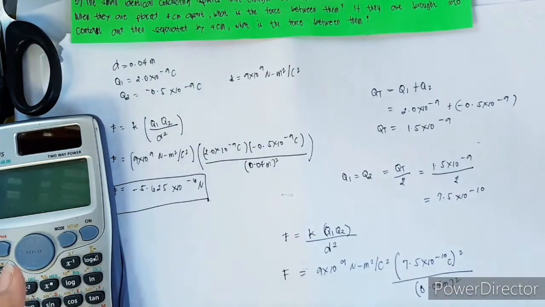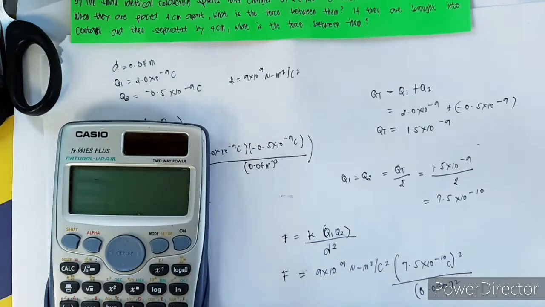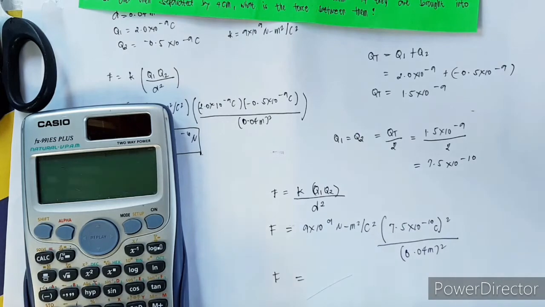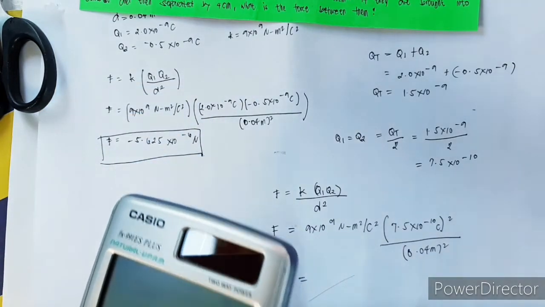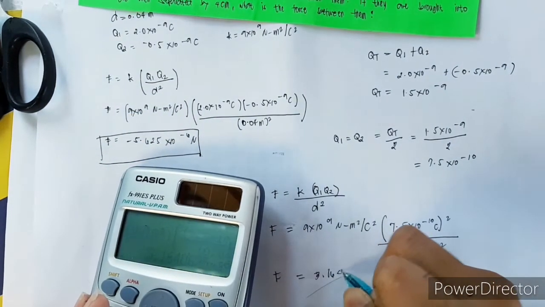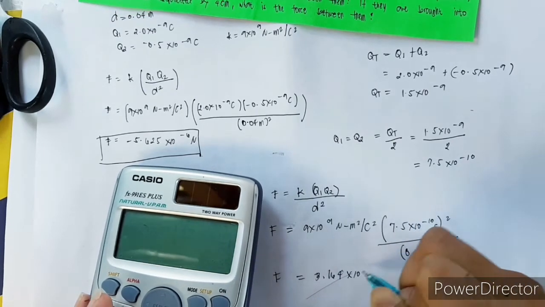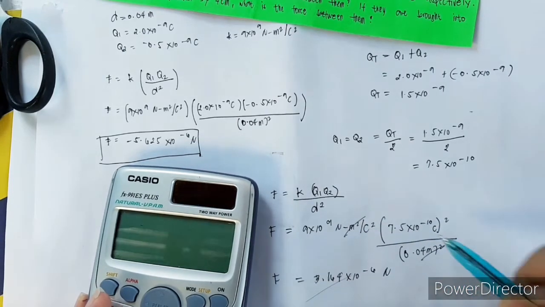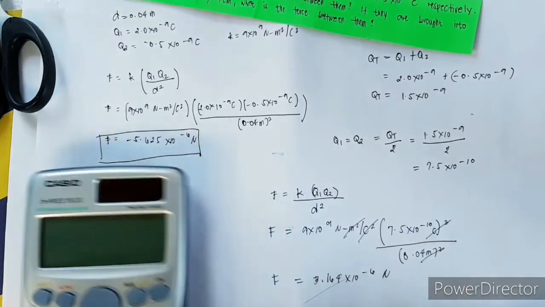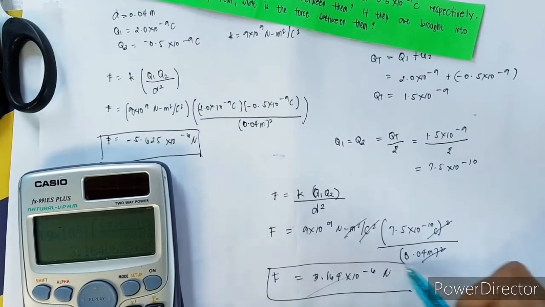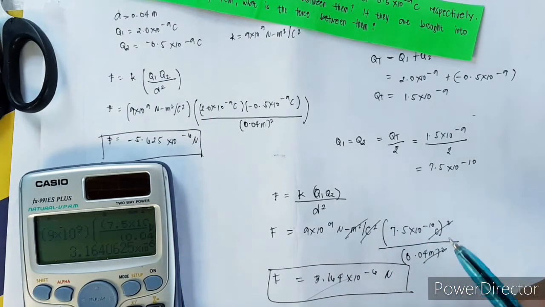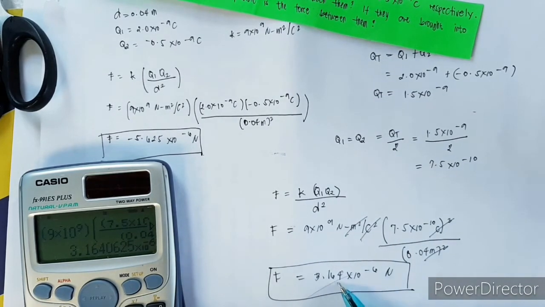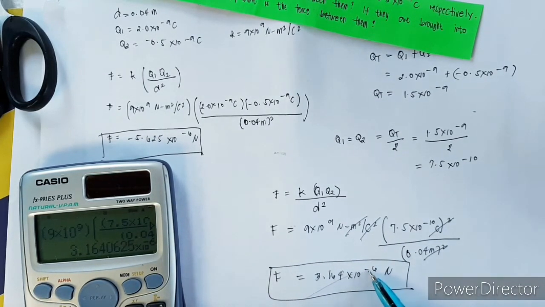And when we put that into the calculator, we get the value of 3.164 times 10 to the power of negative 6. The newton meter squared will be cancelled out, and so will the coulomb. So if the spheres are brought into contact and then separated by 4 centimeters, the force between them is 3.164 times 10 raised to negative 6 newton.